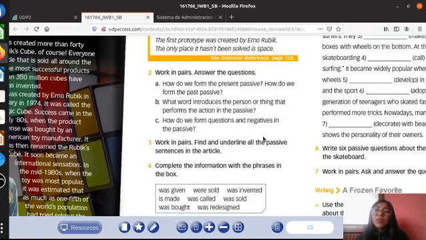It says work in pairs, answer the questions. Okay, we are going to work together. Vamos a trabajar juntos, ¿no es cierto? ¿Qué nos dice? How do we form the present passive? ¿Cómo se forma la voz pasiva en presente? Tell me.